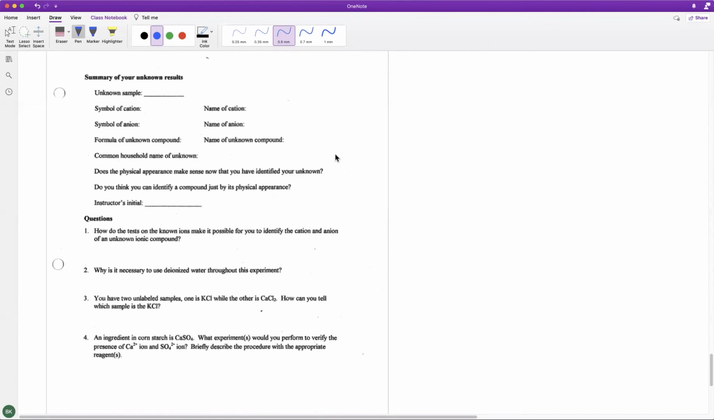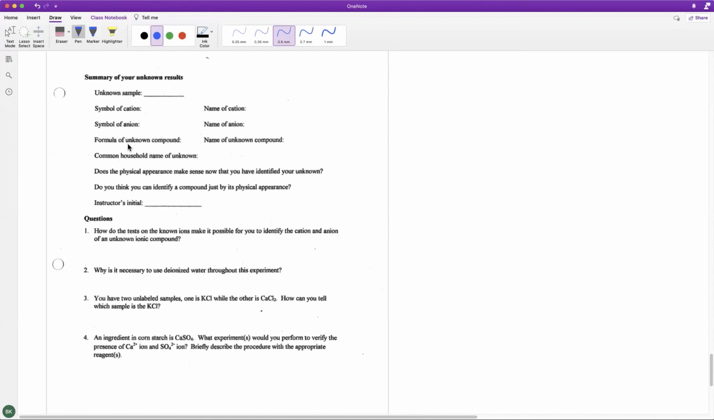All right, once you've completed all of the tests, you should have results that have one positive test for the cation and one positive test for the anion. So your unknown sample, like I said, is going to be B. So we're just doing unknown B. Then you want to specify the symbol of the cation with its charge, and the symbol of the anion with its charge. Name those ions the way we name them, cation and anion.